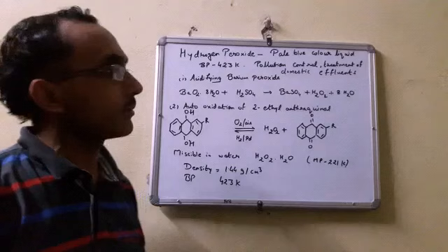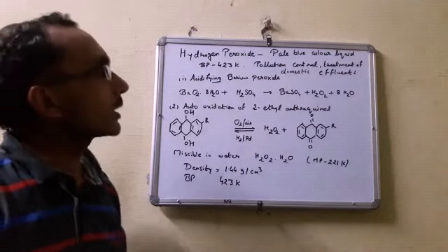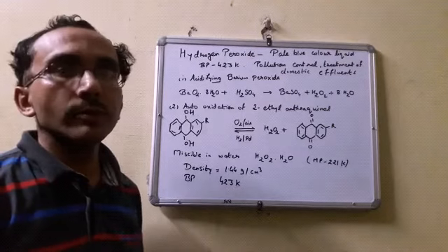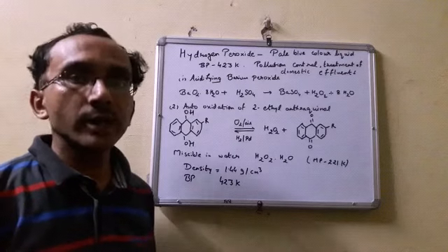Good morning students. Today I am discussing the next topic, that is hydrogen peroxide. Hydrogen peroxide is a pale blue color liquid and that is used in pollution control as well as it is used in the treatment of domestic effluents. Fine. Its boiling point is 423 Kelvin.